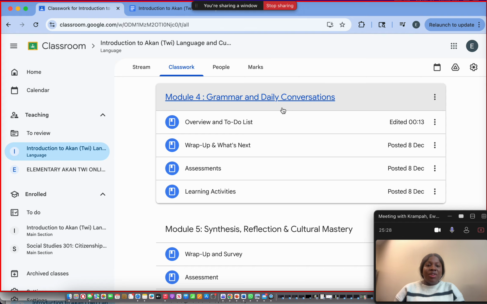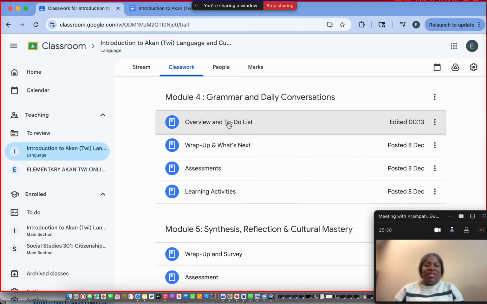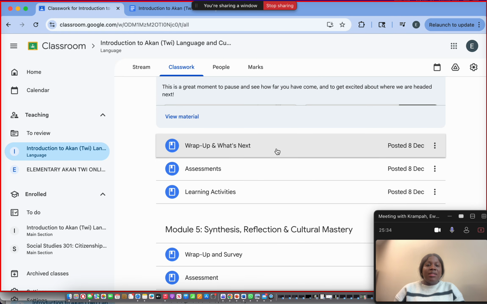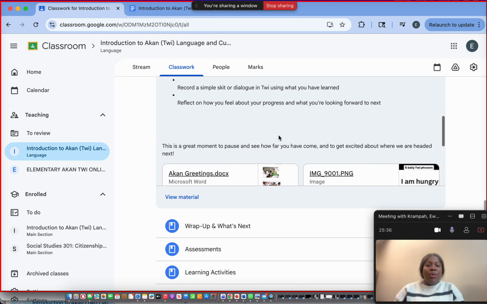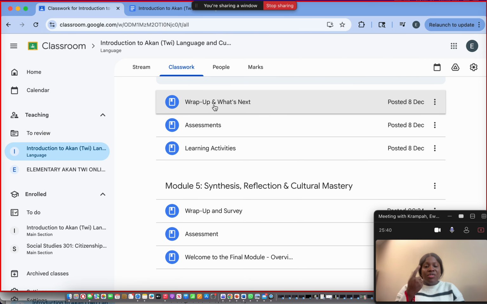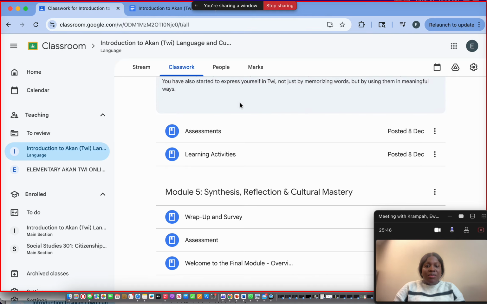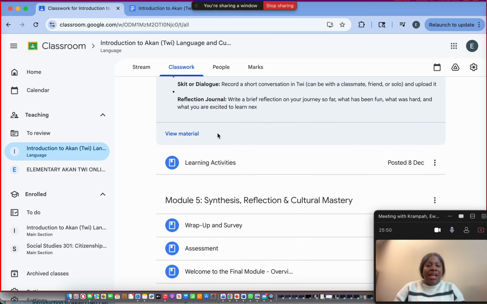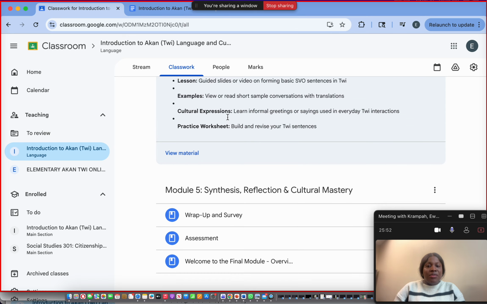Module 4 is grammar and daily conversations. That one also has an overview. Every topic has an overview and pictures for students who are visual, who will use that one for their learning purposes. There's always a wrap up. There's always assessments for students. There are always learning activities for students as well.